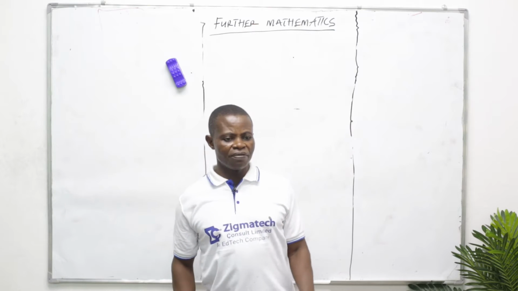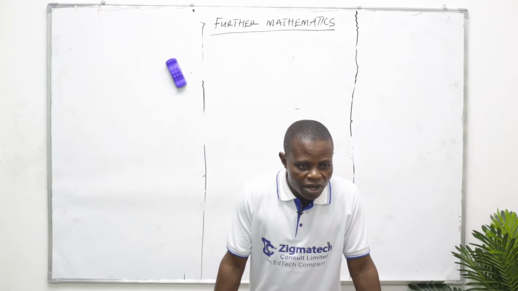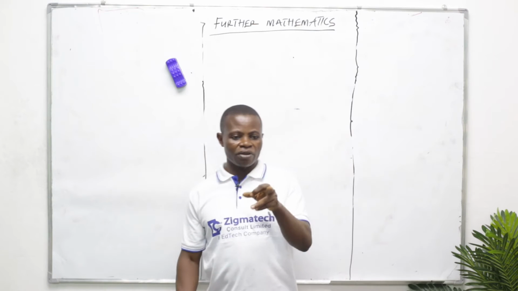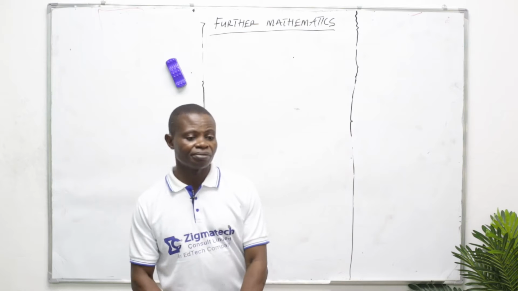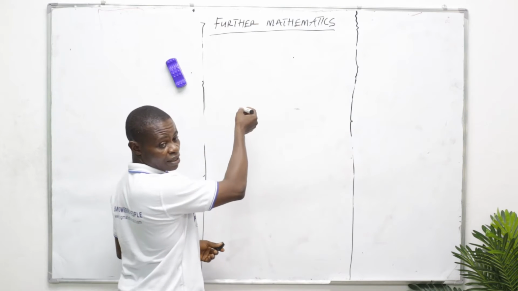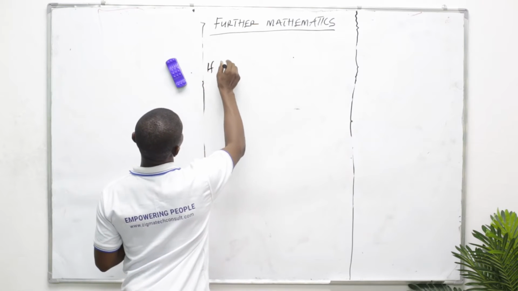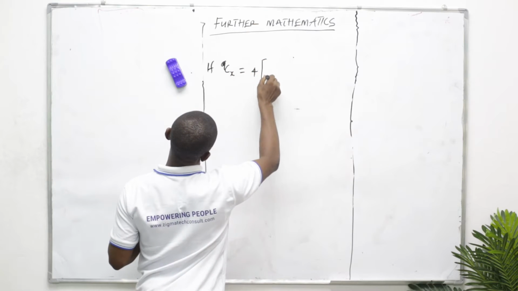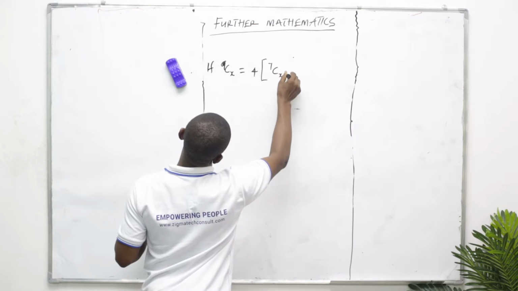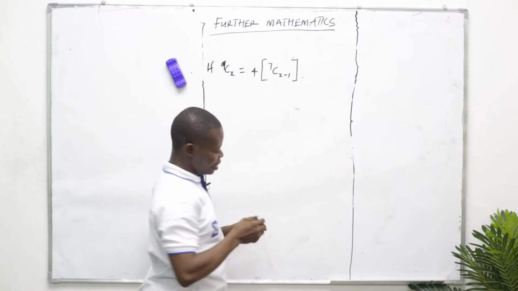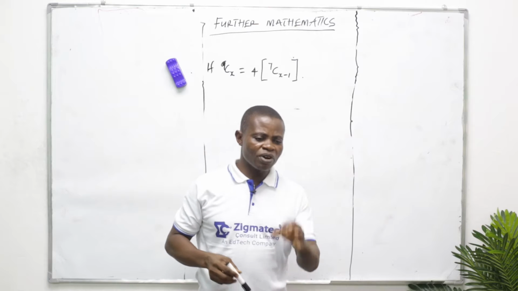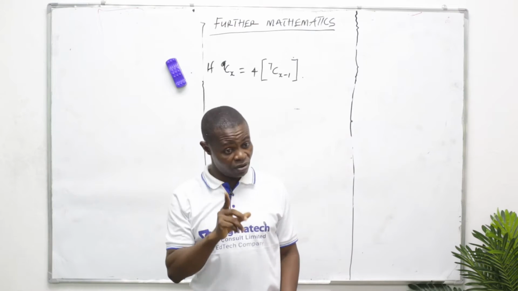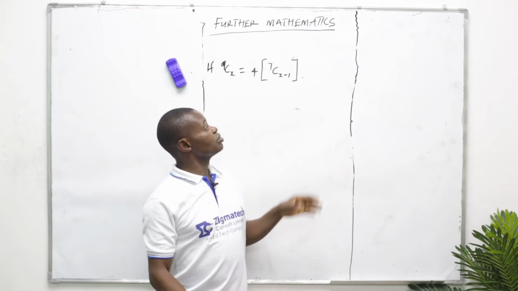Look at the question. If 9 combination s equals 4 into 7 combination s minus 1, find the values of s. Let's write down the question. If 9 combination s equals 4 into 7 combination s minus 1, find the values of s. If you're a wise student, so far you heard the word values, it means s is not going to be one value, okay? But there's something you need to do.